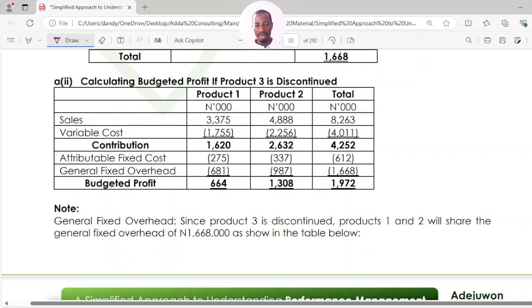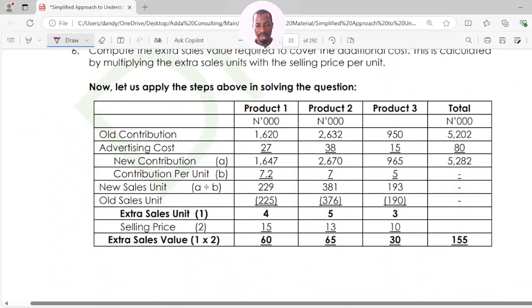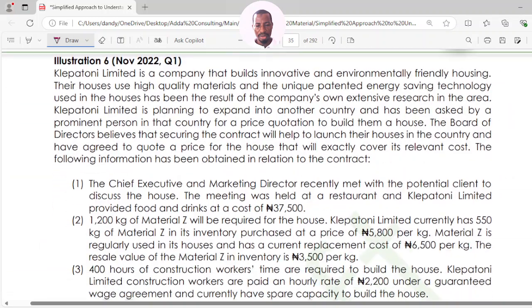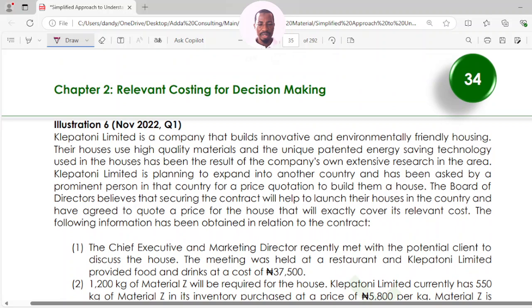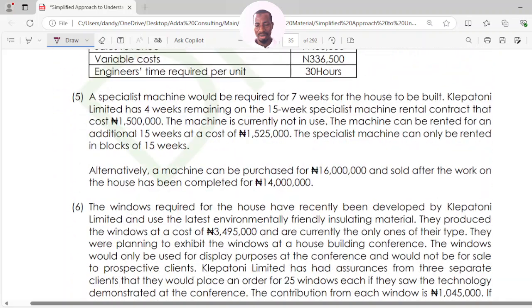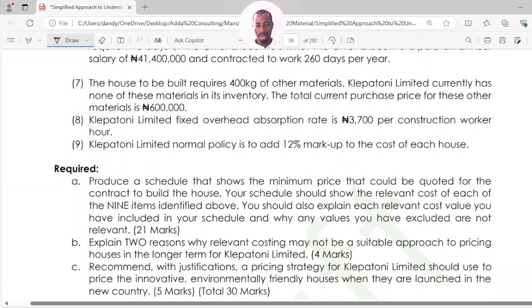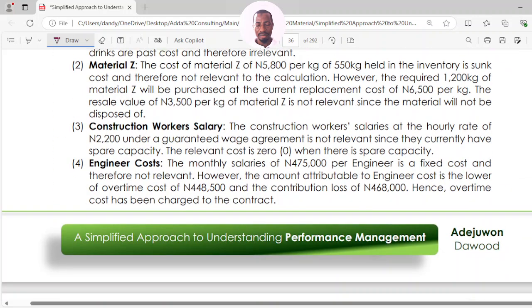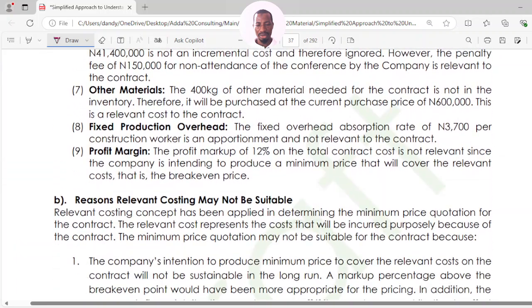So that is the question. I think there are more illustrations. Let me check. Yes, this other one too was tested in November 2022, compulsory, 30 marks. So that's for you to know the importance of relevant costing when you are preparing for ICAN professional exams, because it is practical. So you just go through all of them to gain more insight into how to calculate relevant costs for a project.